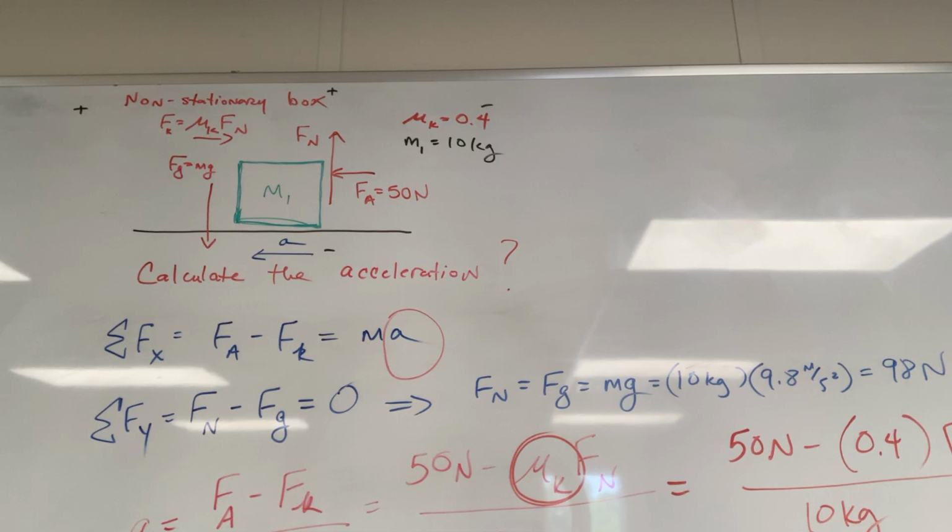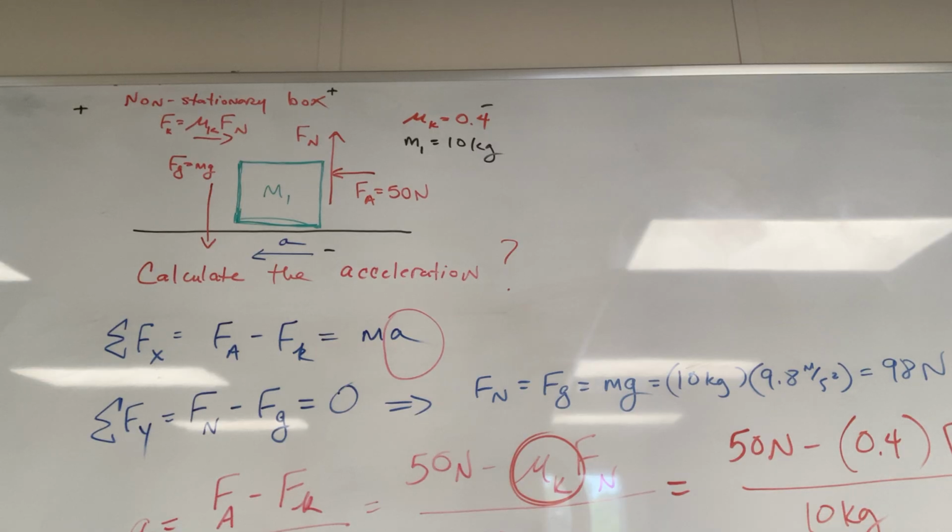What if that was 35 newtons? What would have happened? What if my applied force was 35 newtons? The box would have moved. Yes. Because it wouldn't be enough to overcome what? The friction.